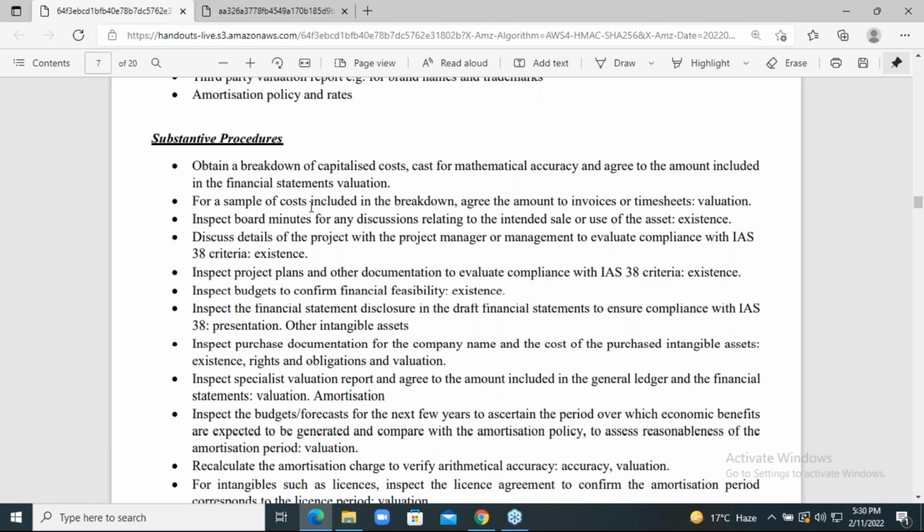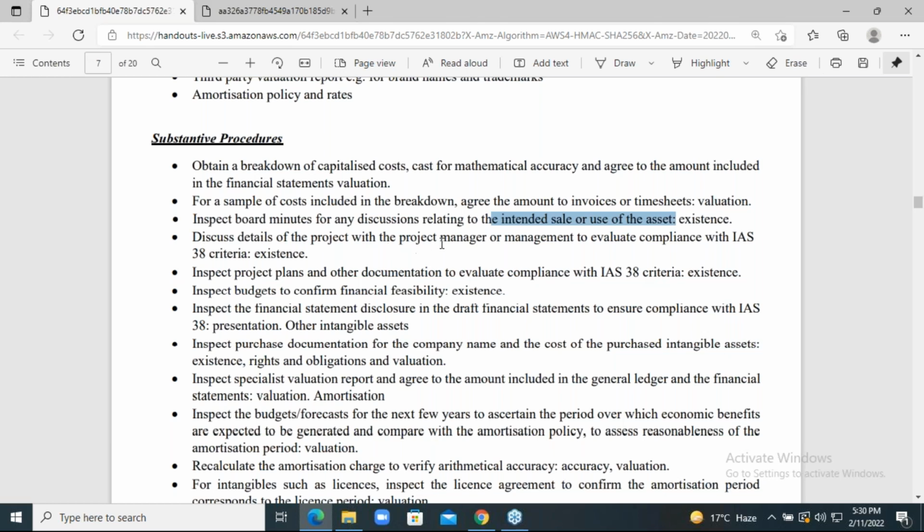For a sample of cost included in the breakdown, agree the amount to invoices and timesheets. Now this procedure will be written as it is. There is no change in this procedure because there is nothing to relate in that case. So this same-to-same procedure will be copy pasted. Now if we go to the next procedure, inspect board minutes for any discussion related to intended sale or use of the asset. Now this is one of the criteria of the R&D development expenditure. So this is once again the same. There will be no discussion, no improvisation. So the generic procedure is enough.